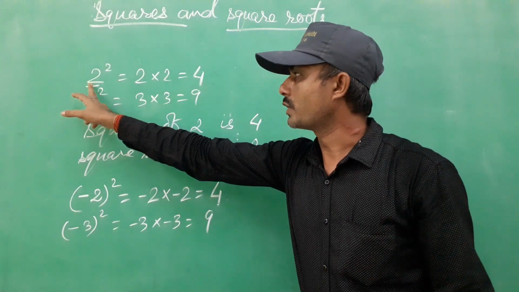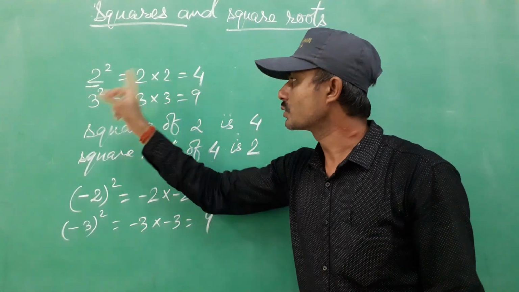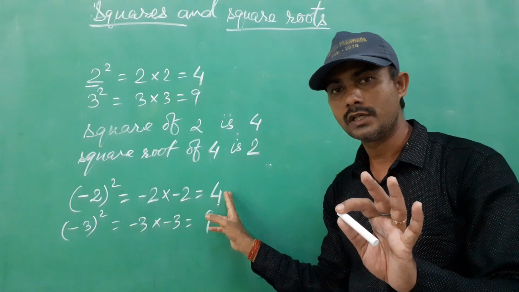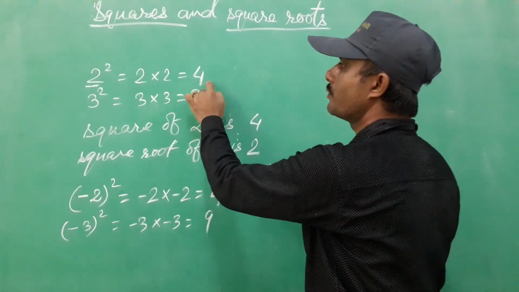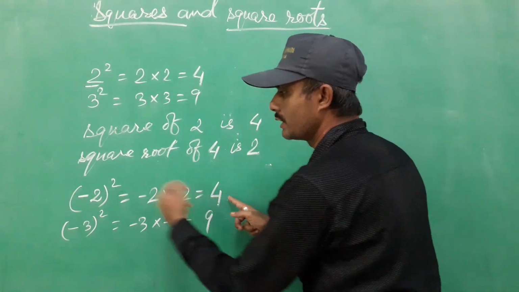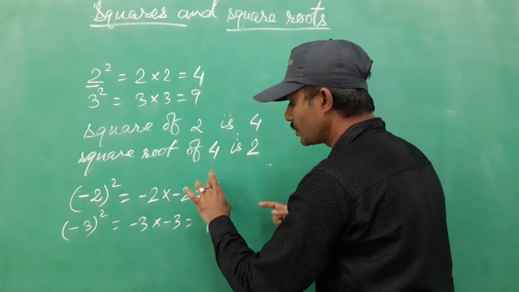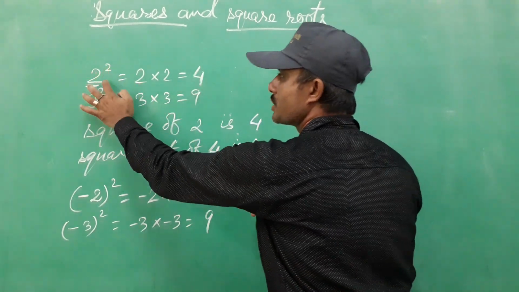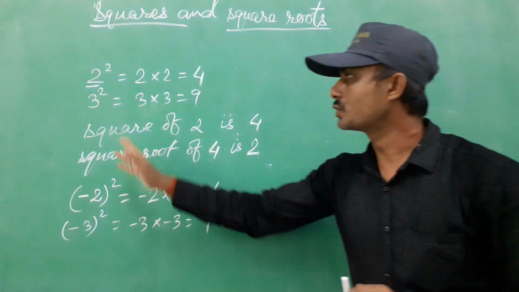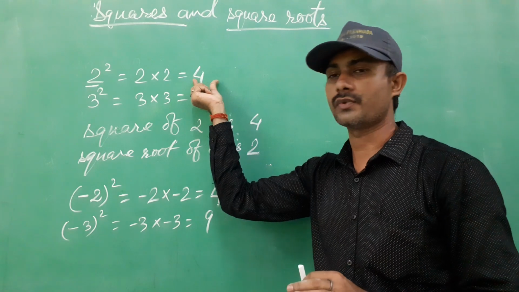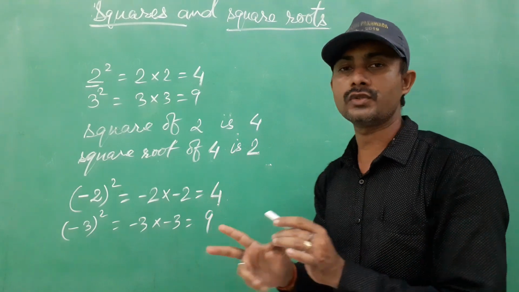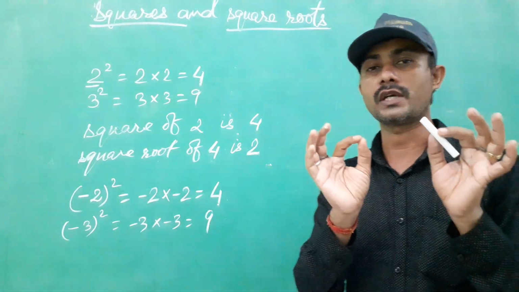Square of 2 is 4, only one number. Square of 3 is 9, only one number. Here again, square of minus 2 is 4, only one number. But look at square root. Square root of 4 is 2 as per this one, and the square root of 4 is minus 2 here. So square root of 4 is plus 2 and minus 2 also, because the square of 2 and minus 2 is 4. So we have two values for every square root of a number.